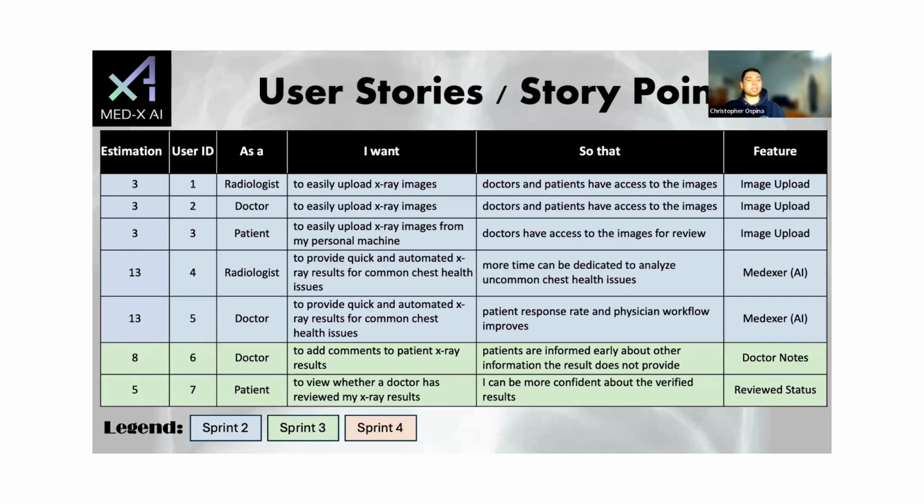So, in order to achieve that, we broke the task down into what we could achieve in different sprints. For example, the easiest one could be achieved right now. And for harder ones, like patients wanting to view whether a doctor has reviewed X-ray results so they could be more confident, we were working on that for the next sprint. Next slide, please.